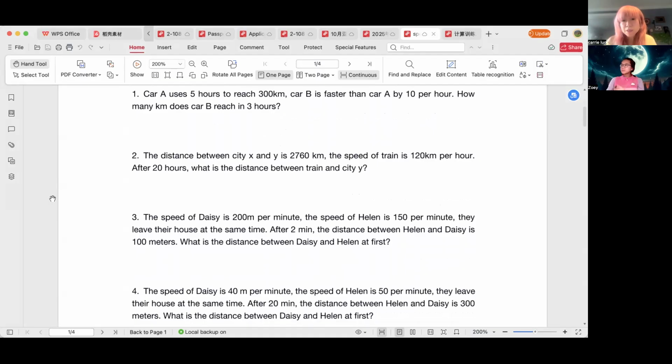The distance between city X and Y is 2,760 kilometers. The speed of the train is 120 kilometers per hour. After 20 hours, what is the distance between the train and city Y? Okay, so could you please calculate it? Give me the answer.